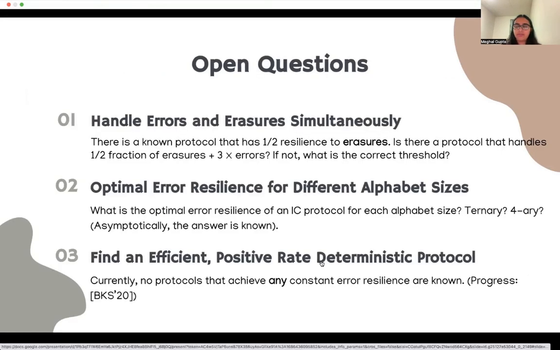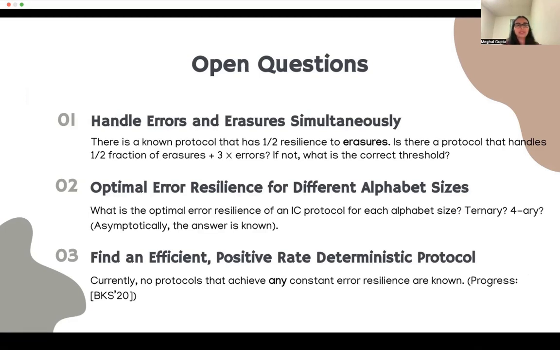And the final thing I'll talk about is some open questions. In some sense, this work closes a direction, so most of the open questions are not super related to this work. The first one is about handling errors and erasures simultaneously.